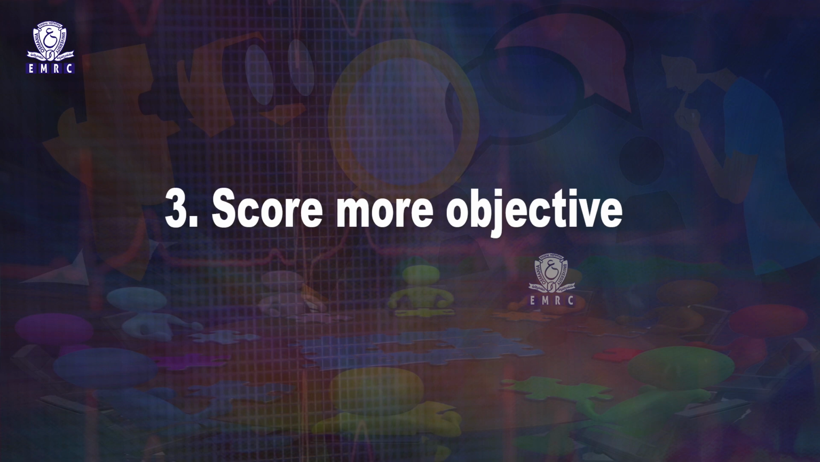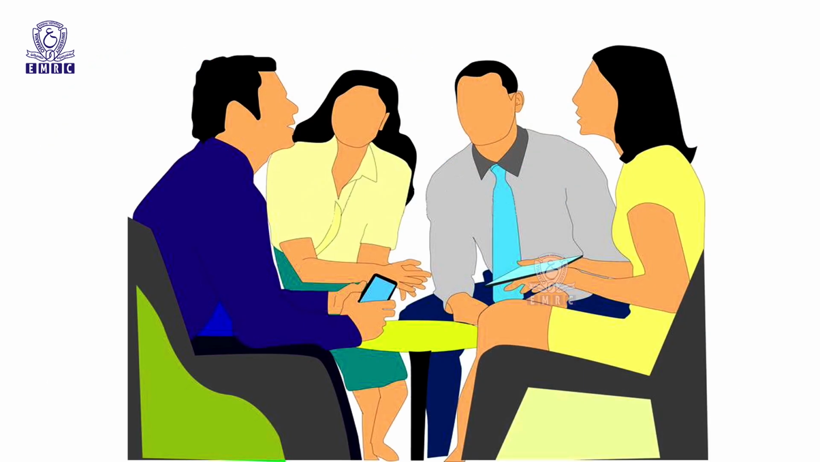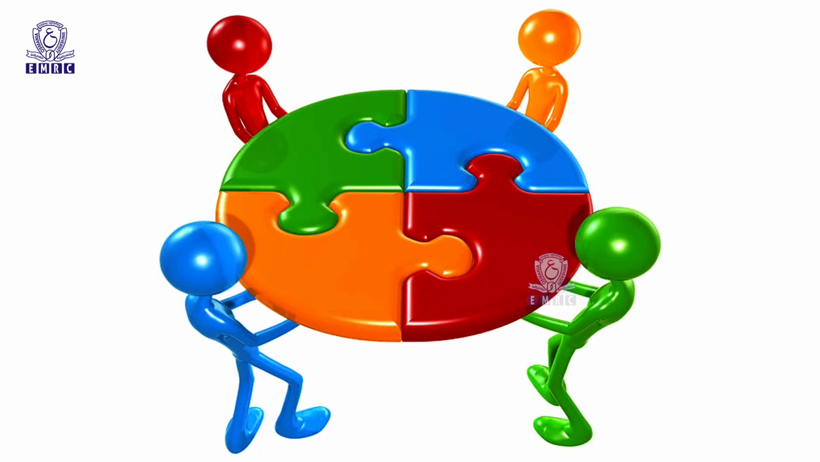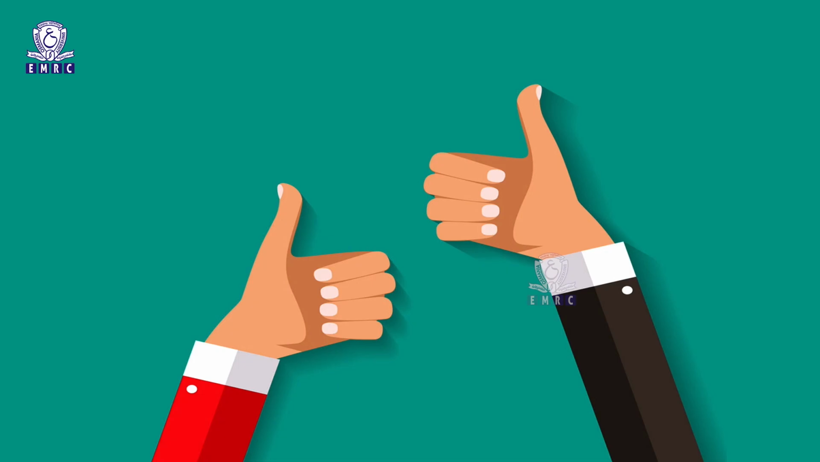The scores are more objective. Scoring more objective means that when the group tests take place, the whole group works for a common objective. None of the individuals have their own personal goals. So, the process of scoring objectively is easier than the individual testing process. Better norms are established. The large group and the representative sample always lead to better results, and more importantly, it leads to better established norms.